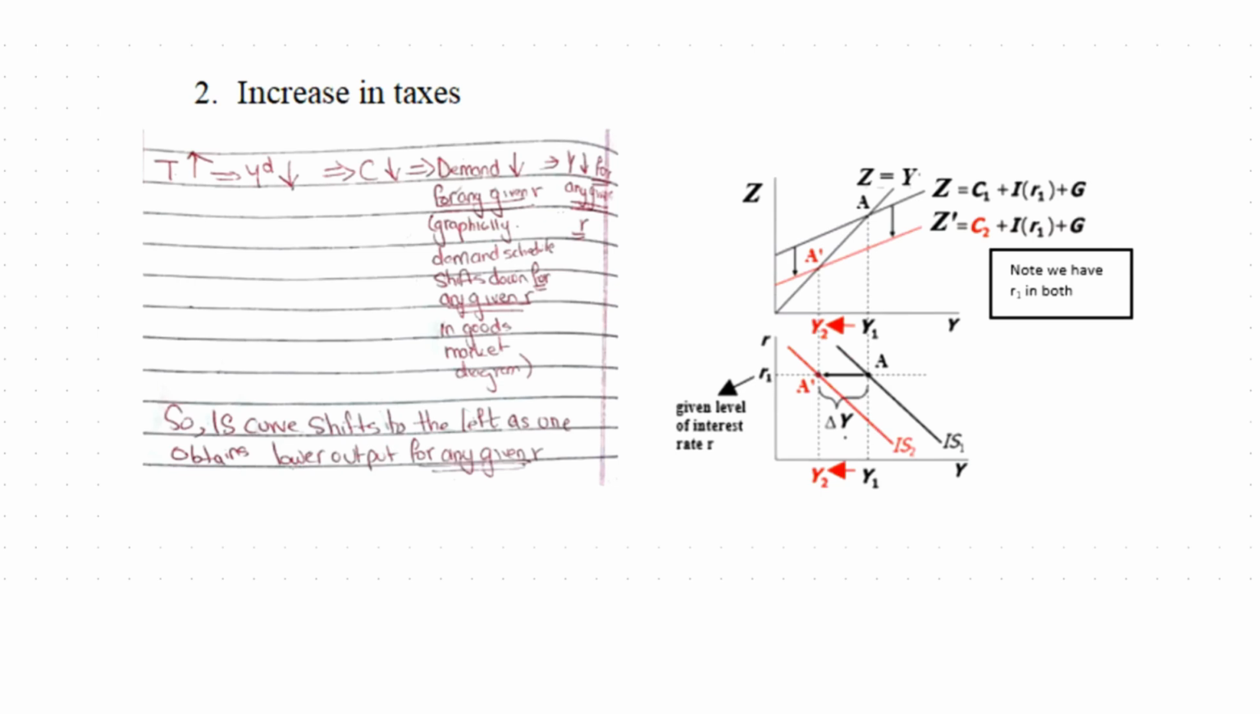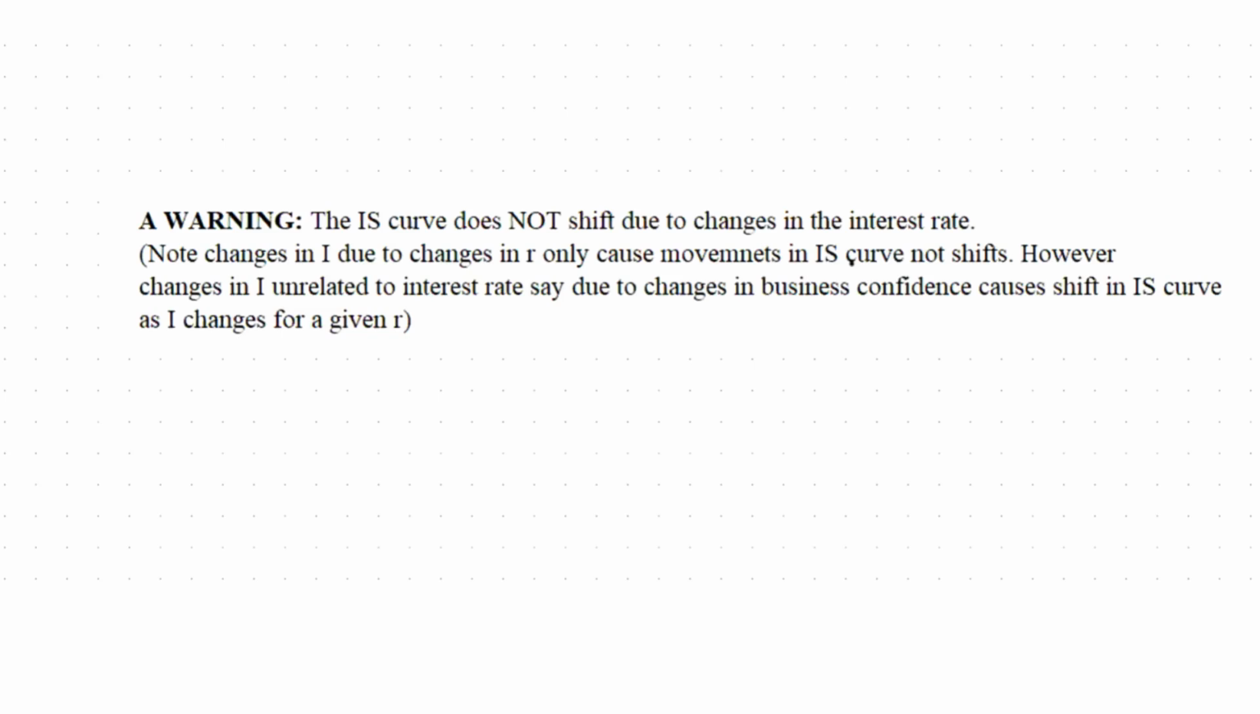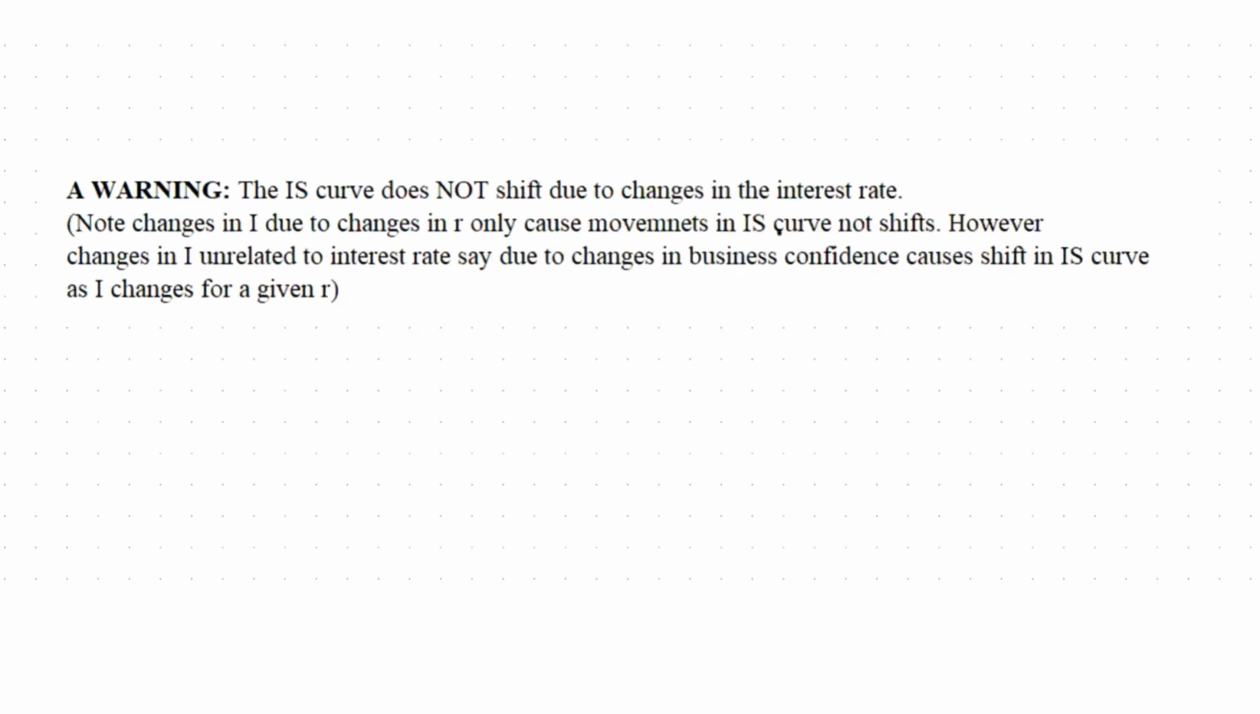Here, just a warning in place that the IS curve does not shift due to changes in interest rate. The IS curve shifts because of factors that affect demand other than interest rate. Any changes in investment due to changes in R will only cause movements along the IS curve, not shifts. However, changes in investment unrelated to interest rate, say due to business confidence, cause shifts in the IS curve, as that changes investment, demand, and hence output for any given R.